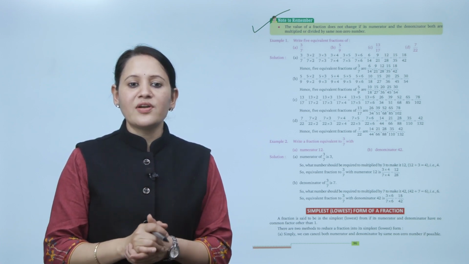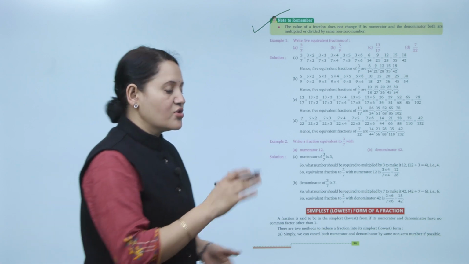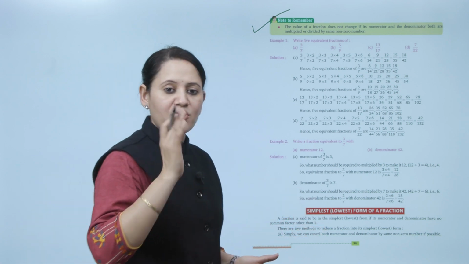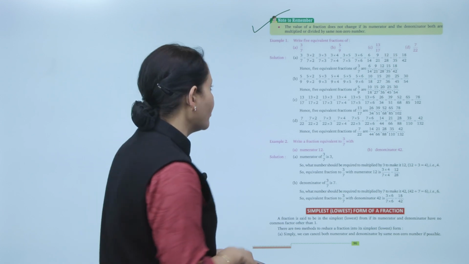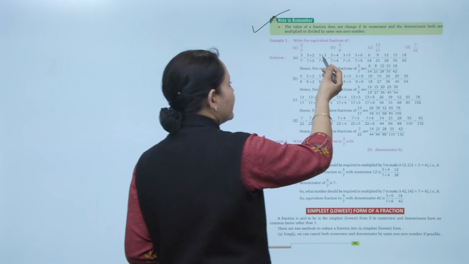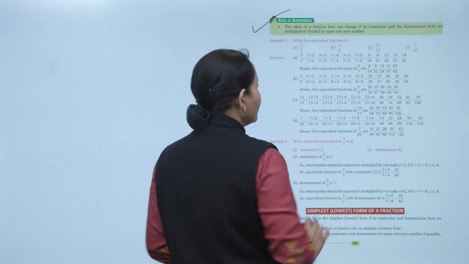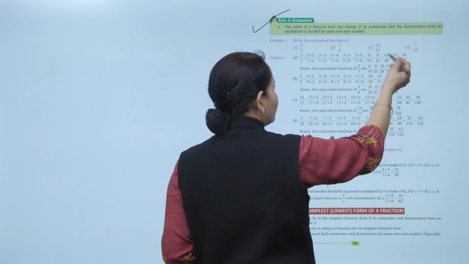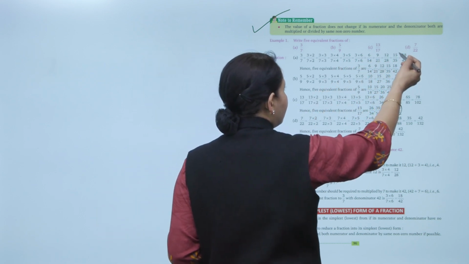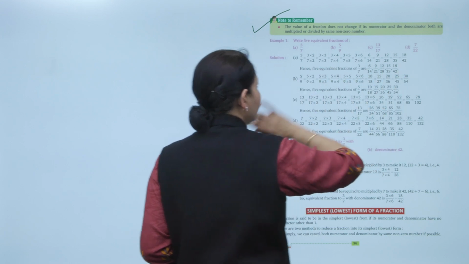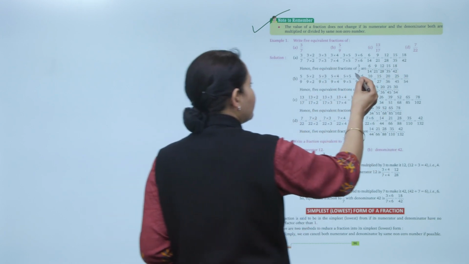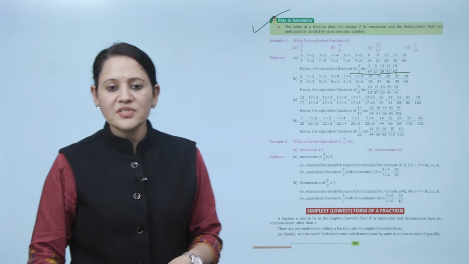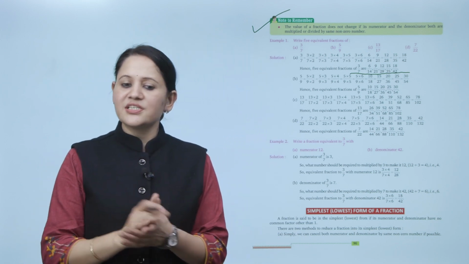Write 5 equivalent fractions of 3 by 7. So we have to write 5 equivalent fractions. What we'll do is multiply the numerator and denominator by the same non-zero number. Start from 2, then 3, then 4, 5, 6. So the fractions we get are 6 upon 14, 9 upon 21, 12 upon 28, 15 upon 35, 18 upon 42. All these are equivalent fractions to 3 by 7. Clear? So this way we can find equivalent fractions.